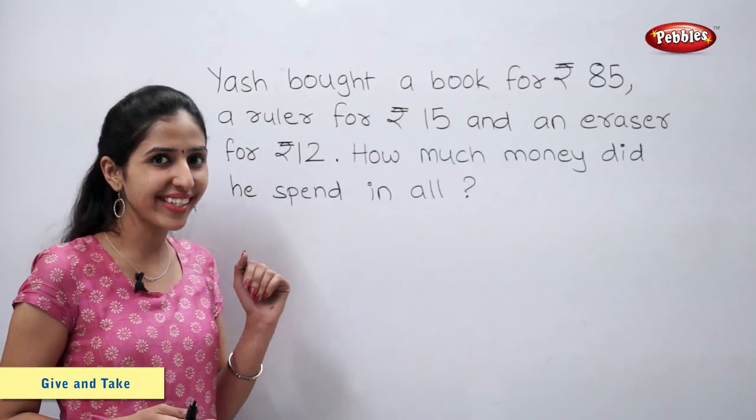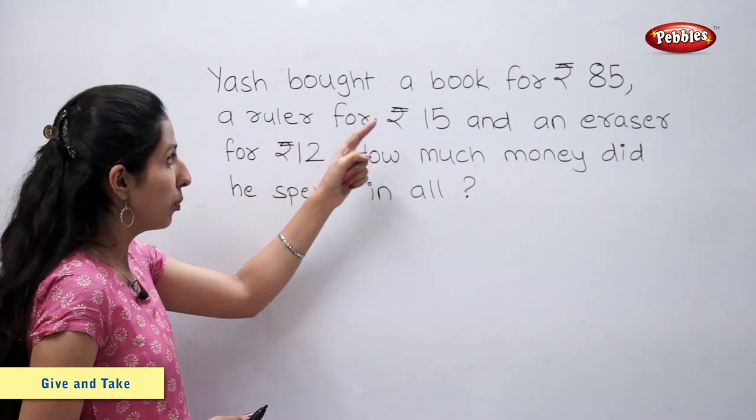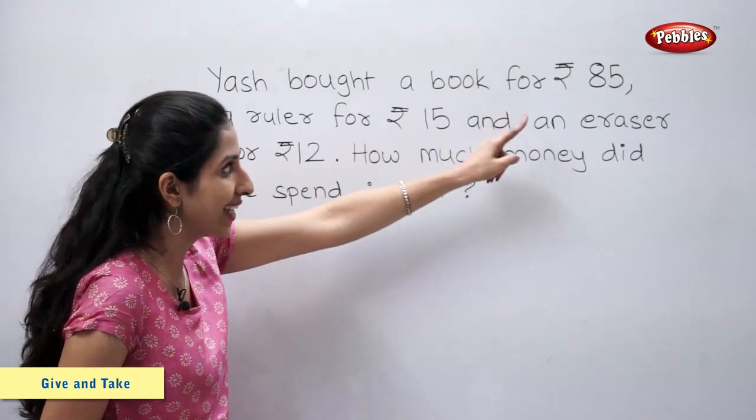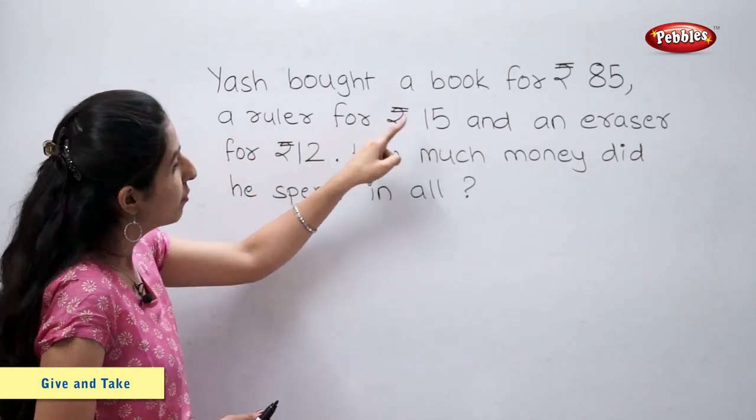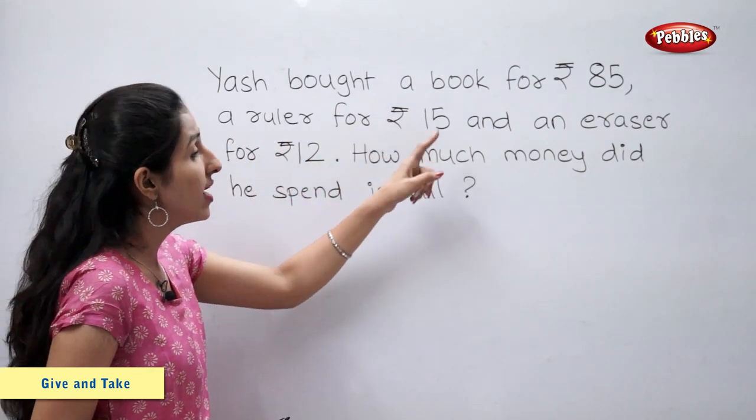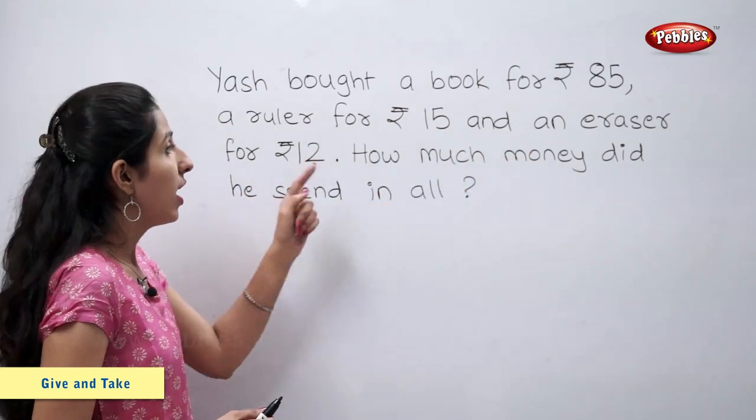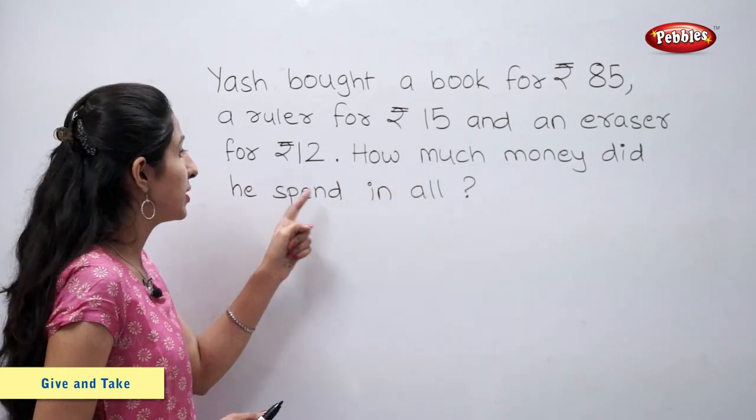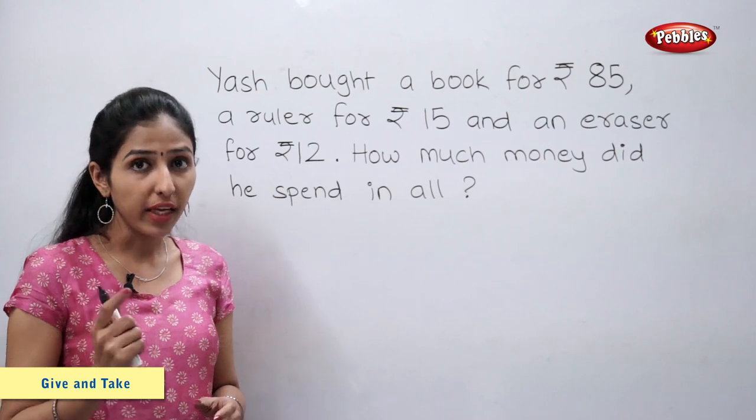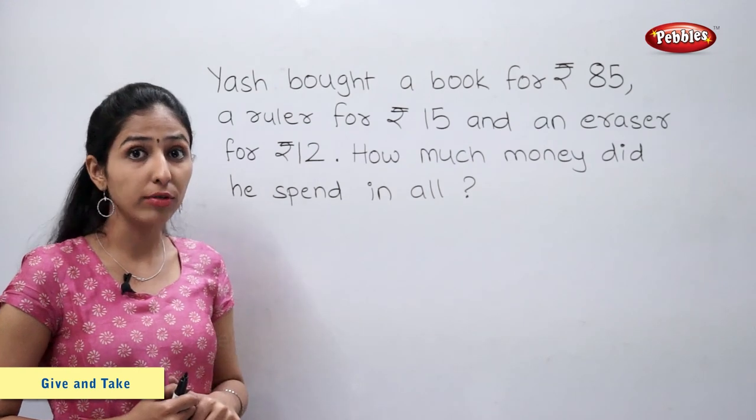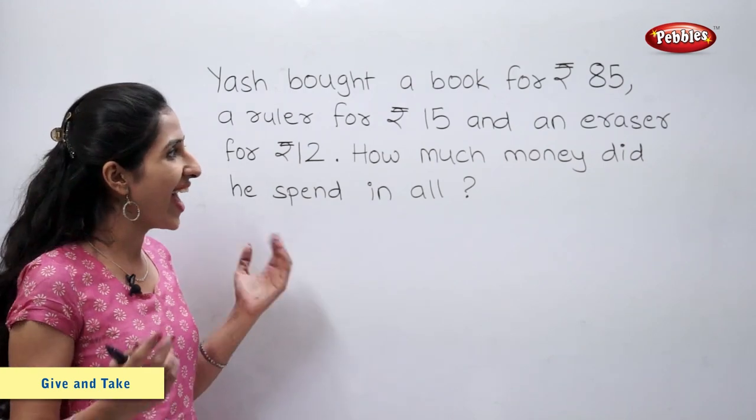Word problems on addition of money. Let's solve this example. Yash bought a book for rupees 85, a ruler for rupees 15 and an eraser for rupees 12. How much money did he spend in all? Students, we have to find total amount of money that Yash spent. So let's add.